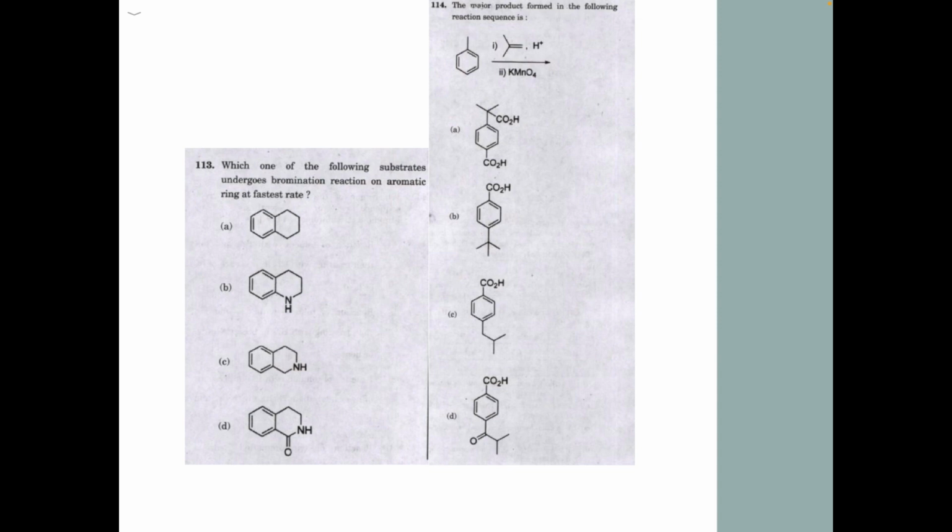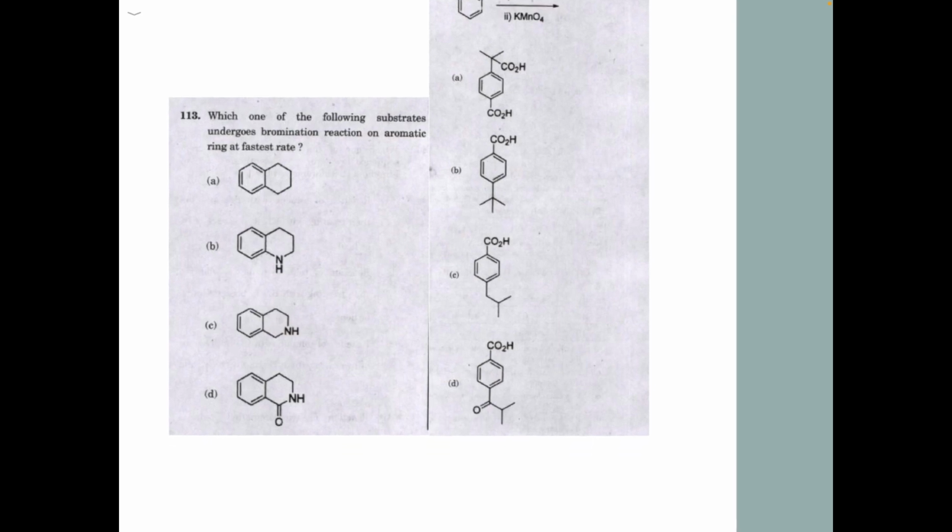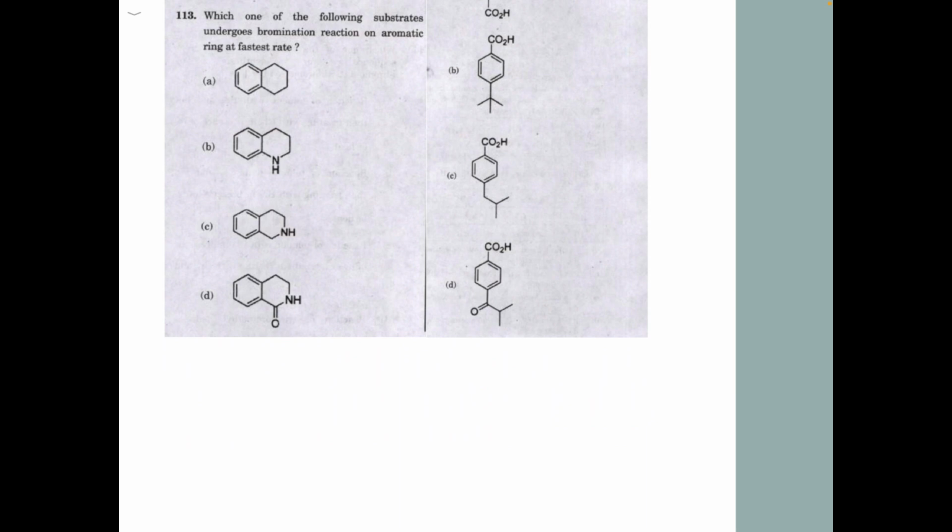In this question, they have asked which one of the following substrates undergoes bromination reaction on the aromatic ring at the fastest rate. Now we will arrange the rate of bromination for the given molecules A, B, C, D. The rate of reaction depends on how much the aromatic ring is activated and how much it is deactivated. If the aromatic ring is activated, the rate of bromination will be more. If it is deactivated, the rate of bromination will be less.